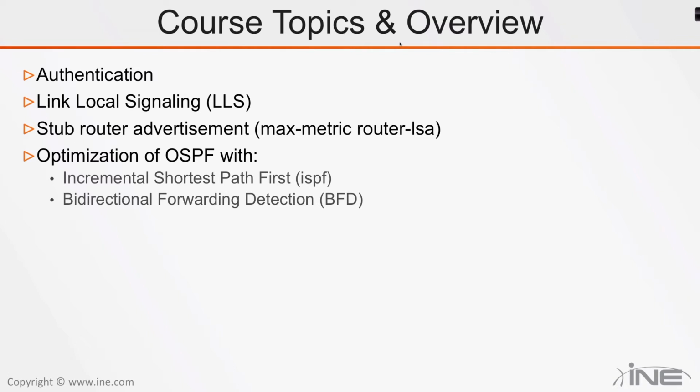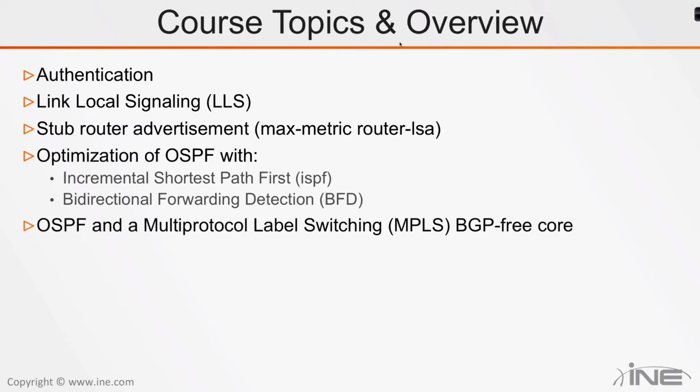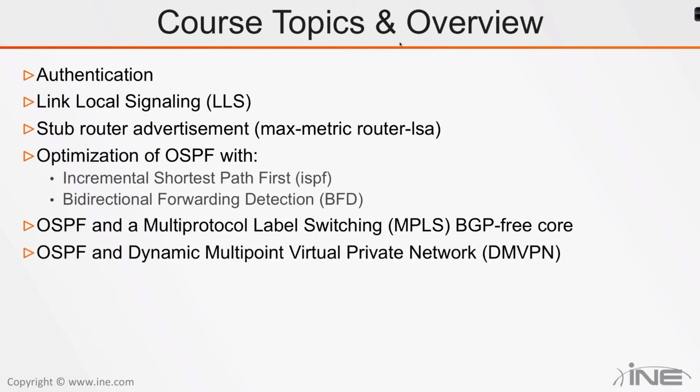We're going to look at optimization techniques with OSPF, specifically ISPF, or Incremental Shortest Path First, in addition to bidirectional forwarding detection. And then we're going to take our knowledge of OSPF and put it into the context of MPLS, right? What role does OSPF play and how does it facilitate the BGP-free core? And then we're going to look at OSPF in a DMVPN setting, right? What are some of the considerations that we need to take into account? And again, the focus here will be on OSPF, not so much on DMVPN. So you won't see single hub, dual hub, different scenarios trying to drive home DMVPN points.